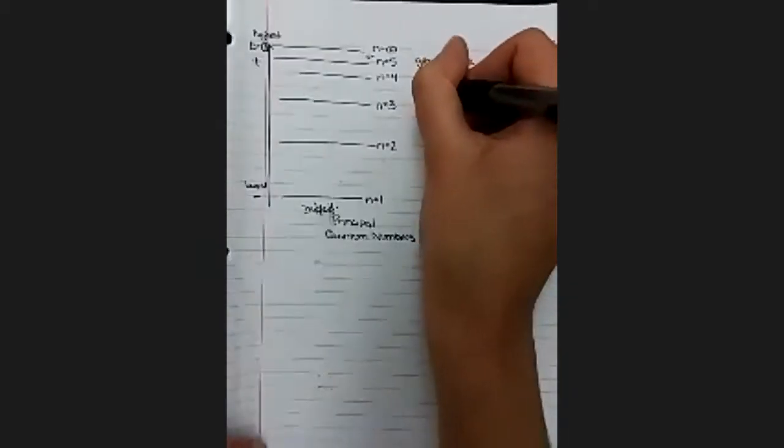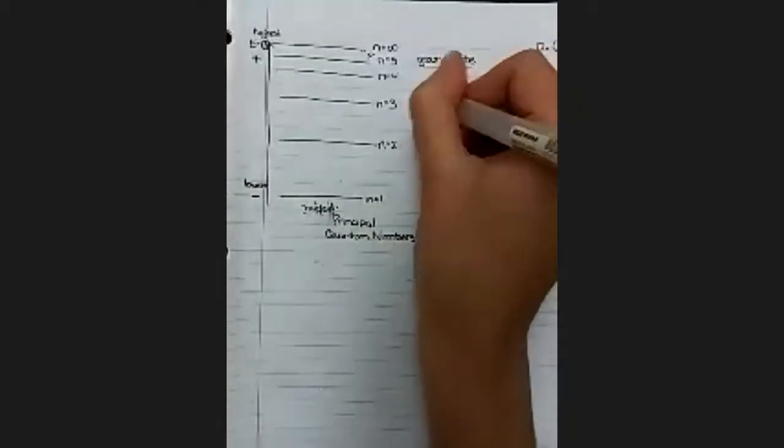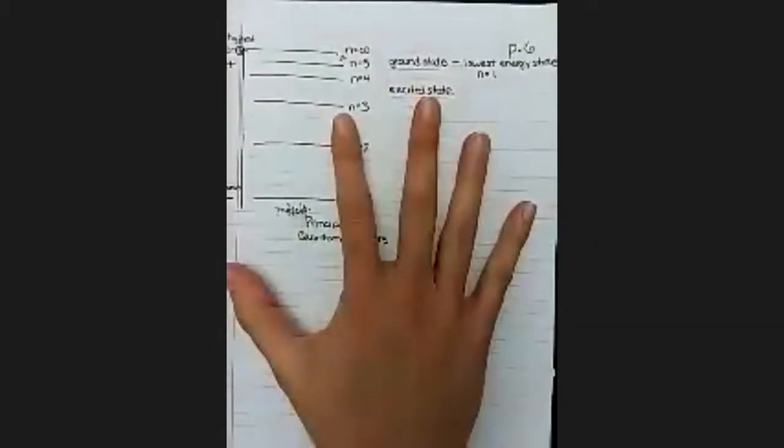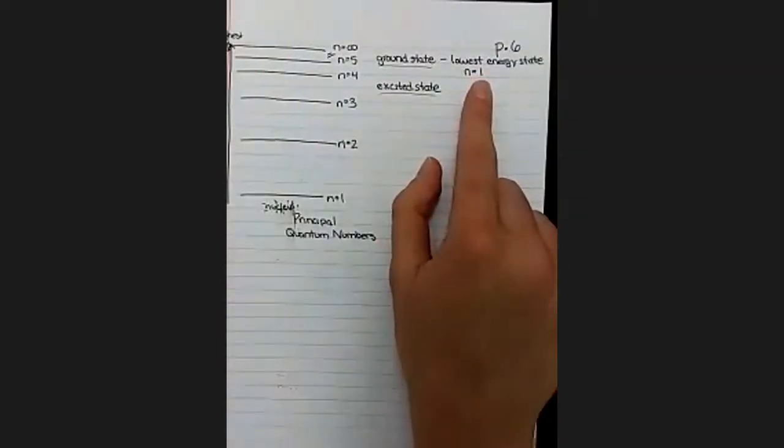Sometimes you'll talk about whether an electron is in a ground state or in an excited state. So the ground state is the lowest energy state. And the lowest energy state is always the n equals 1 level. So the lowest energy state is the n equals 1 state.